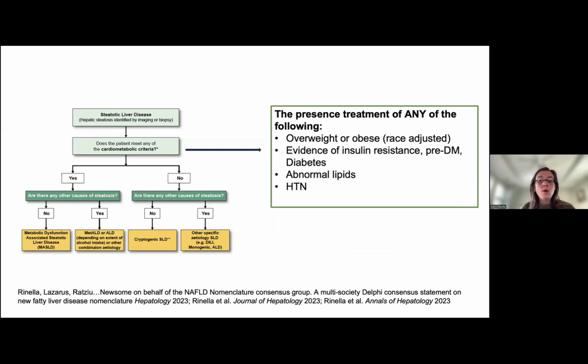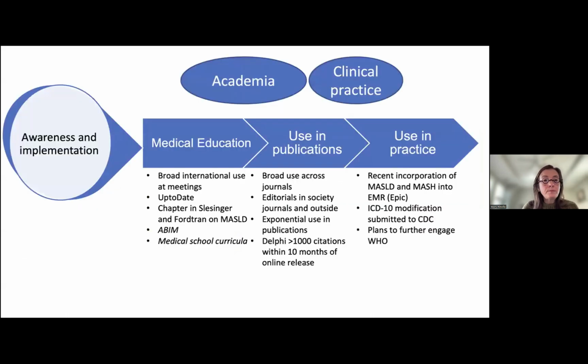It basically was defining the population that we already see and take care of anyway. There really isn't anything more about this, and we can talk about it in the Q&A, but essentially the presence of steatosis with any of these 5, or actually it's 4, but abnormal lipids could be either low HDL or high triglycerides, so it really broadly encompasses about 98% of the NAFLD population.